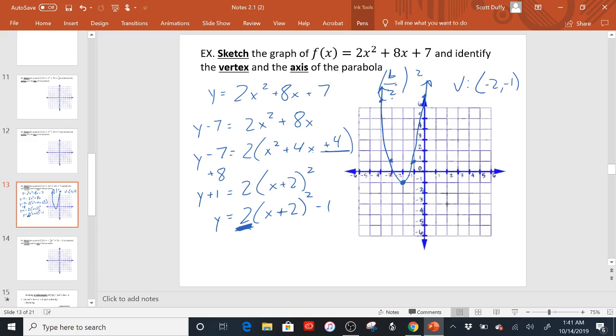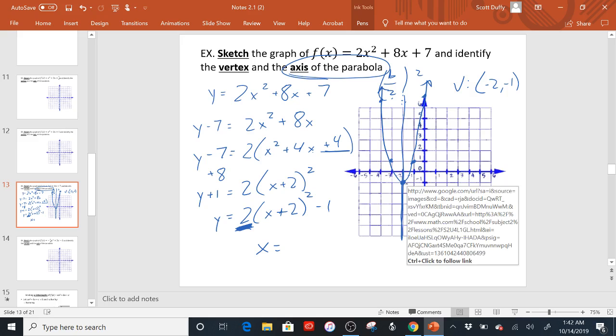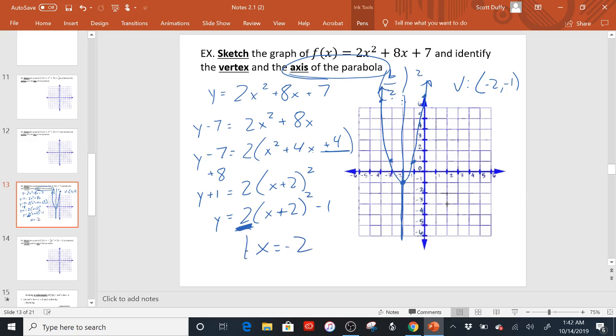And then something I kept on forgetting about is the axis of the parabola. Well, that would be the vertical line of the axis of symmetry. It goes right through the middle, okay? And basically, since this is a vertical line, it's going to be x equals the x value of that vertex, which is negative 2. So x equals negative 2 is our axis of symmetry.